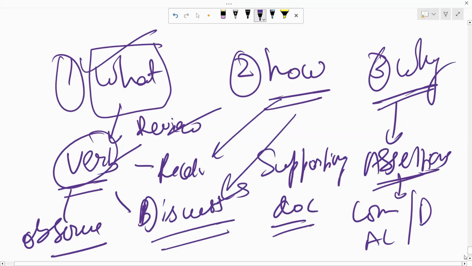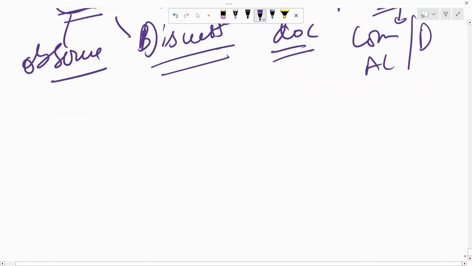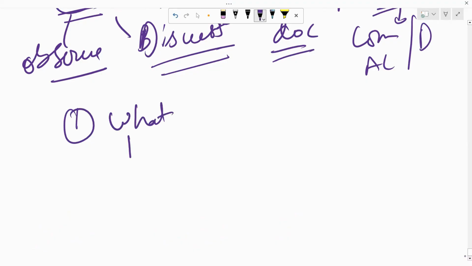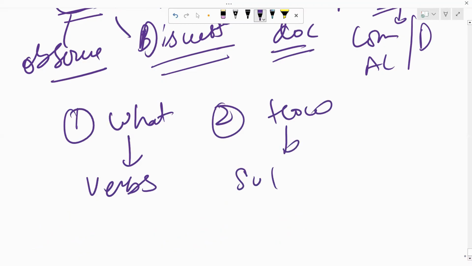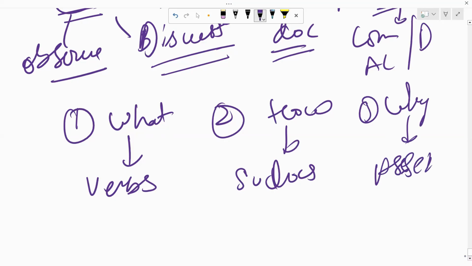So whenever you're writing any substantive procedures, always keep three questions in mind. Firstly, what are you going to do? Then just see if you have used the verbs. Secondly, how are you going to do it? Just see if you're using any supporting documentation. And thirdly, why are you going to do it? Just see if you have written any assertions or not. If you're done with these three things, you are good to go for the substantive procedures, right?